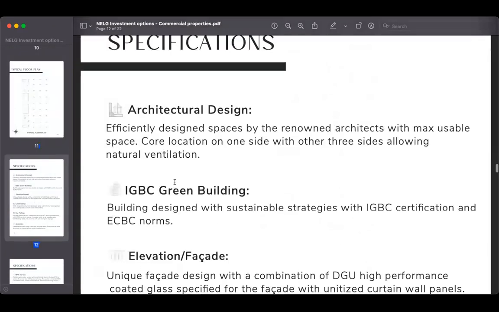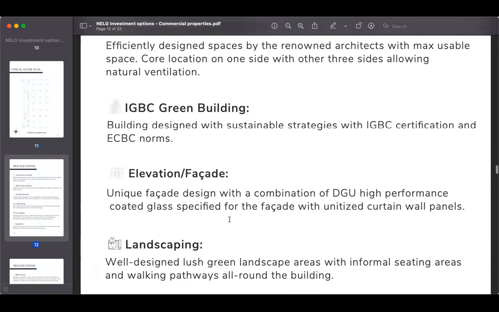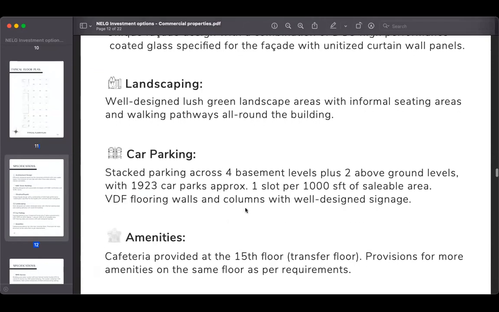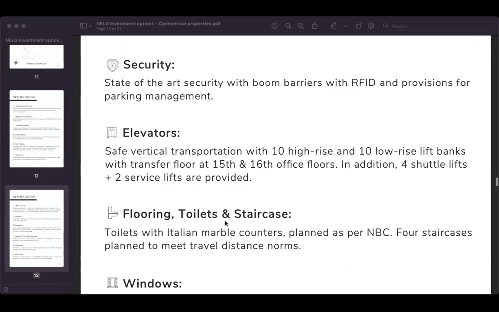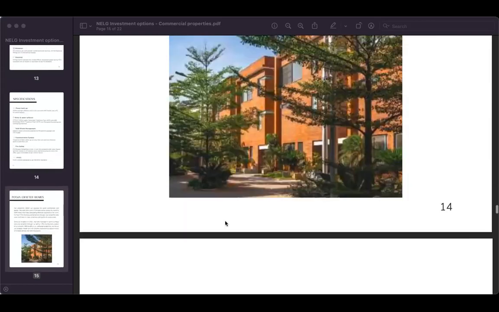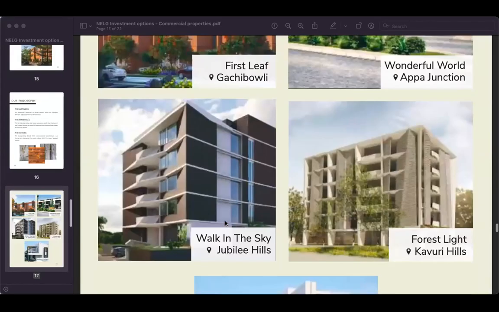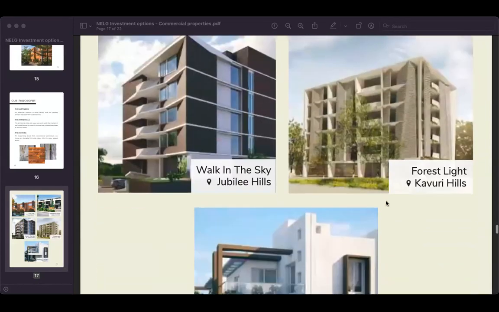And specifications, as I mentioned, IGBC green building, a lot of norms they are following, and especially they hired the architects and everything, and the companies also, I will explain. And the elevation, landscaping, car parking, amenities. Earlier they did multiple projects, and you see their names here.